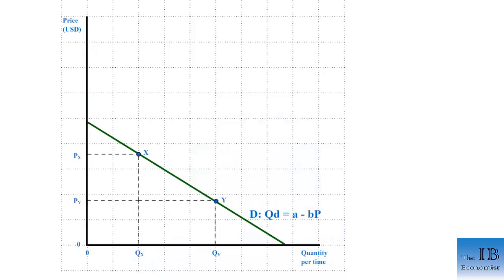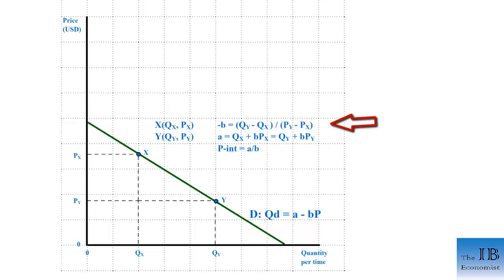Let's have a look at an application of the formulas that we just saw. On the screen, you can see that we have a demand curve with the equation QD is equal to a minus bP. We have 2 points lying on this demand curve. Point x with coordinates px and qx, and point y with coordinates py and qy. Now, this is all the information that we need in order to be able to derive the equations for negative b, which is the slope, and for a, which is the quantity intercept.